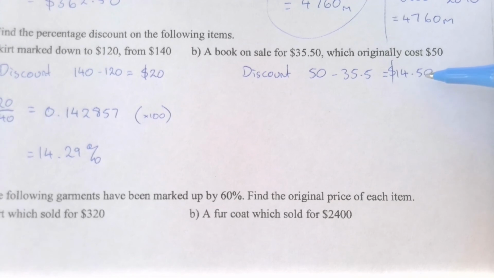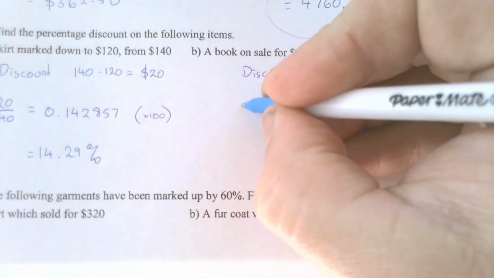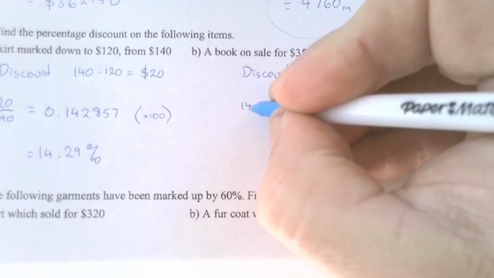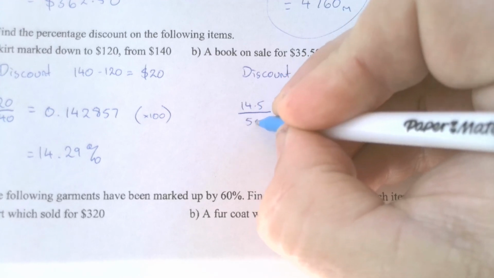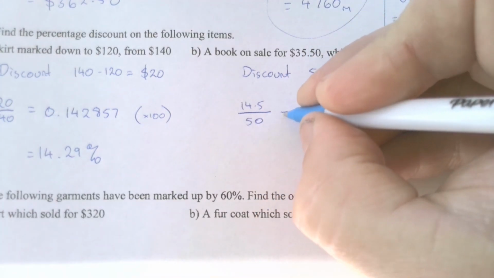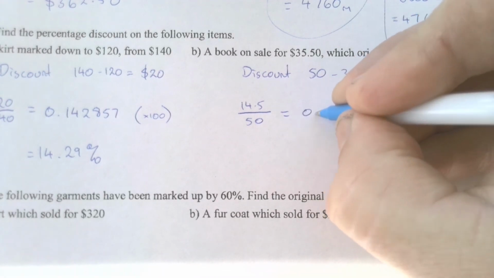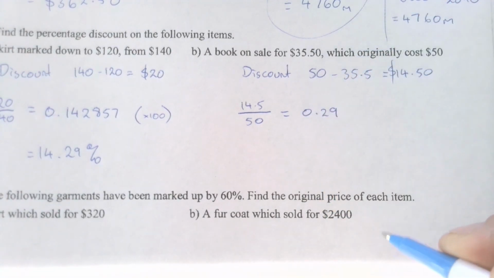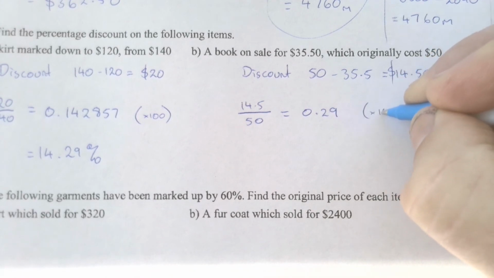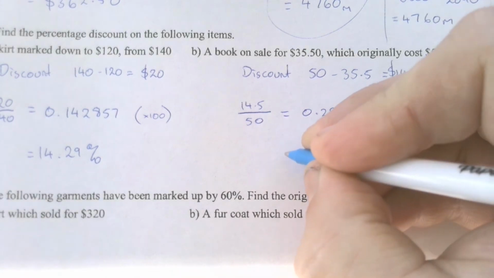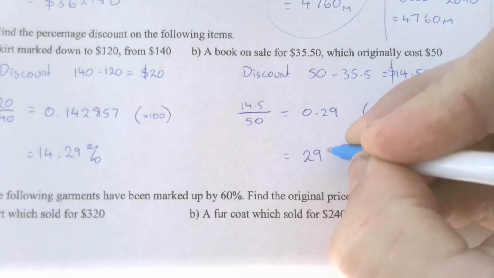And then to work this out as a percentage, I'm just going to have to work out what $14.50 of 50 was as a percentage. So I'll say $14.50 of my original $50. And if I pop that into my calculator, that will be 0.29. So if I times that by 100 to bring it into a percentage rather than a decimal, I know I've saved 29%.